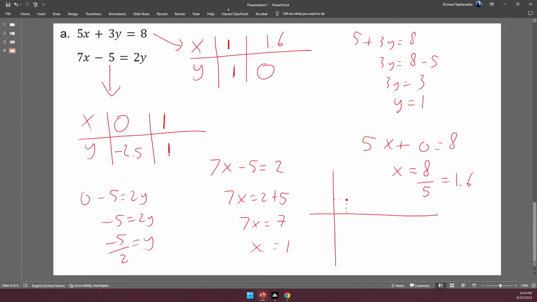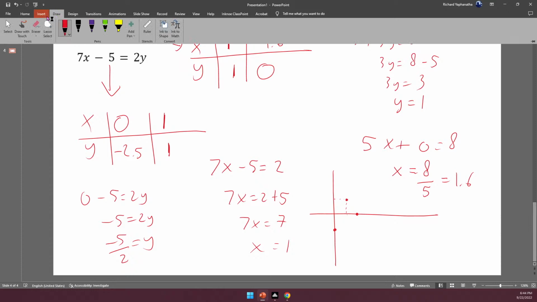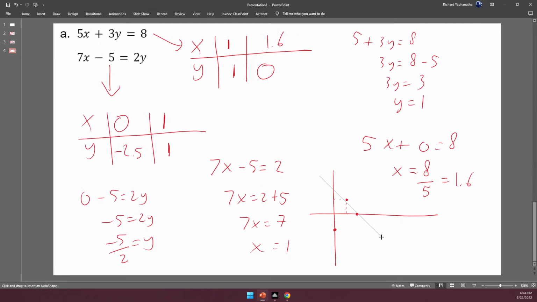And then we have 1.6, 0. It will be around here. And then we have 0, minus 2.5. It will be around here. And it will have 1 and 1. It is here, right? So we want to draw. We're using a line here. So it will be something like this for the first one.